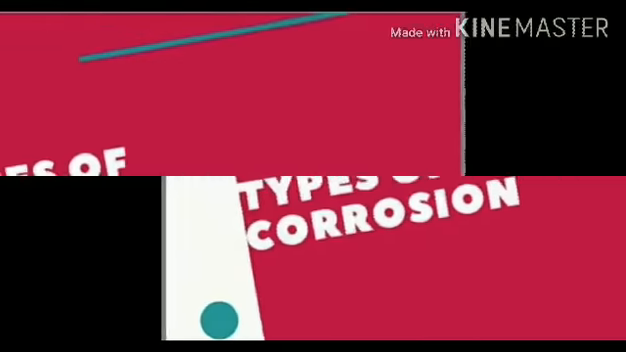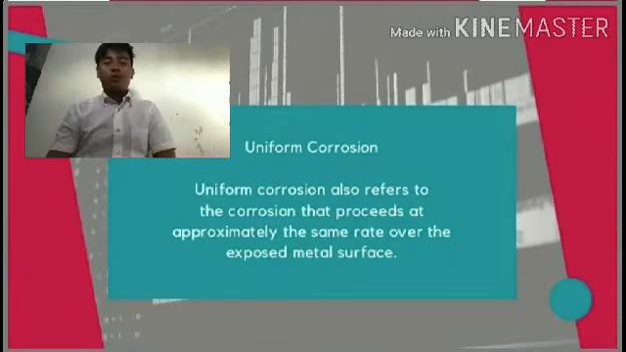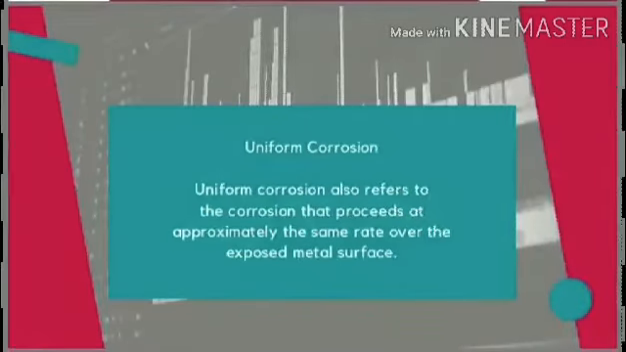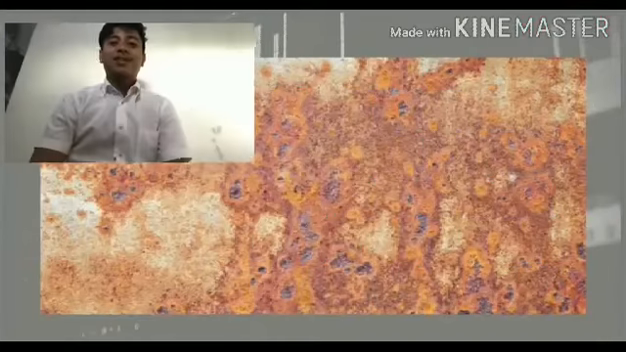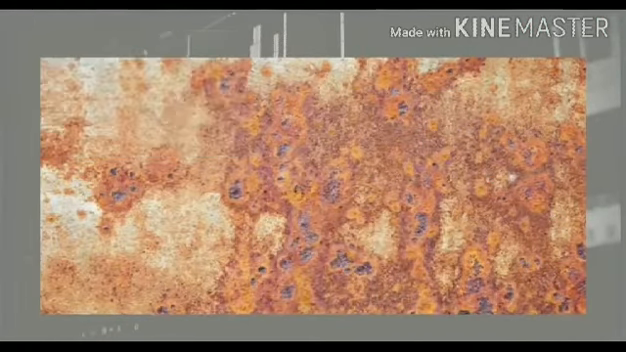Now, let's proceed to the types of corrosion. First is what we call uniform corrosion, or in simple words, the metal corrodes only at an exposed surface. This is a basic example of uniform corrosion.